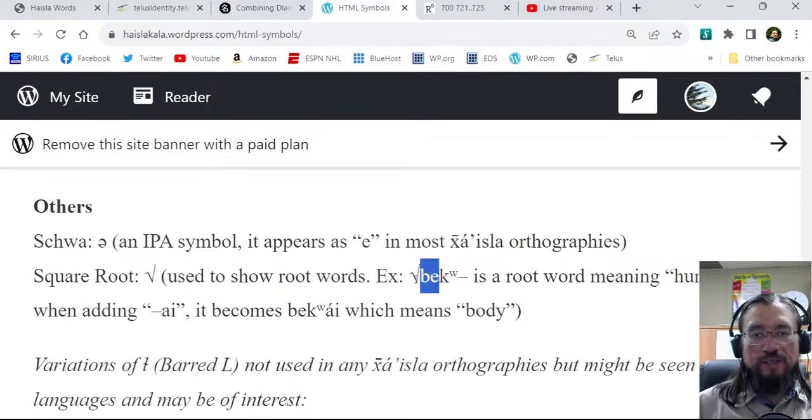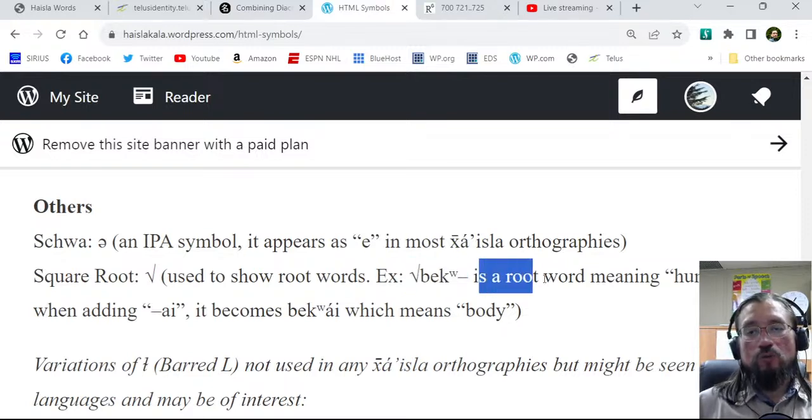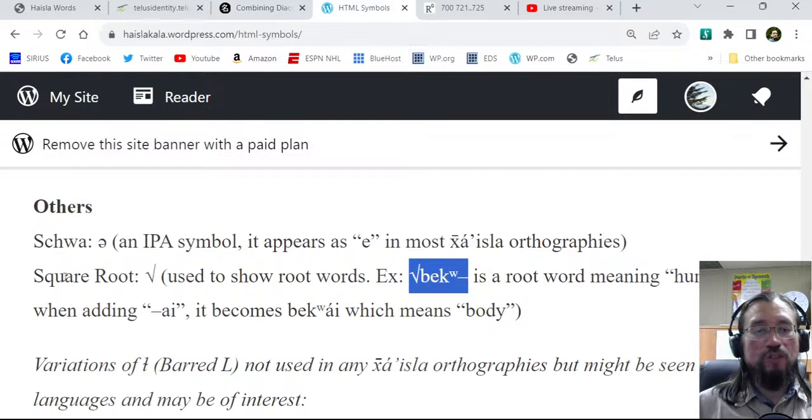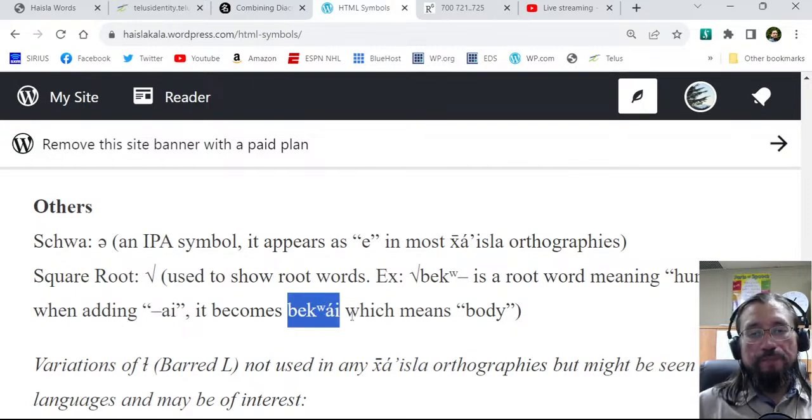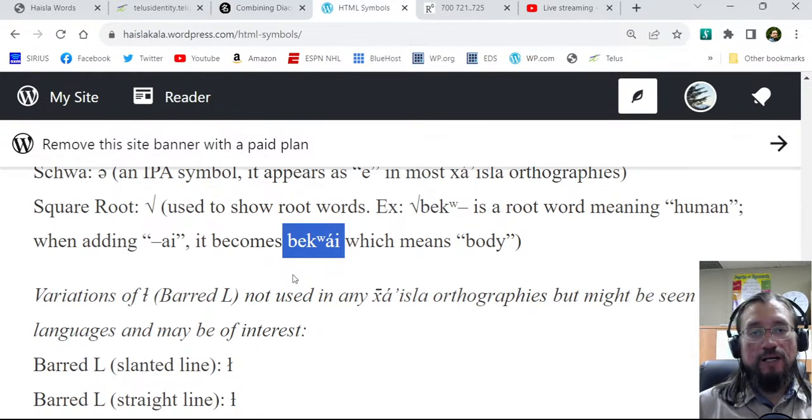So an example here is we have the root symbol, and then you have book. A book is a root word meaning human. So this symbol represents that book is a root word. If we add the letters AI, it then becomes beque. Beque means body. So you're taking the root word, book, you're adding a suffix, e, and you end up with beque. So that's basically how words are built in xa'islak'ala.